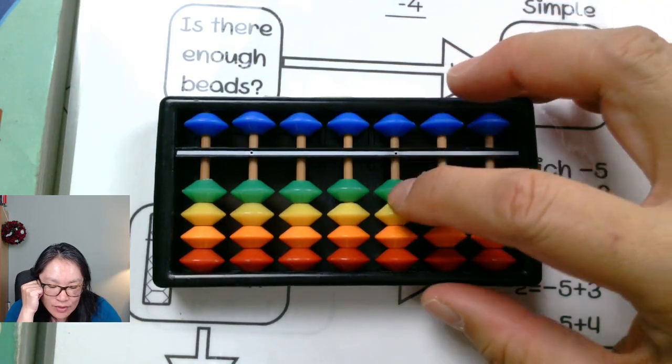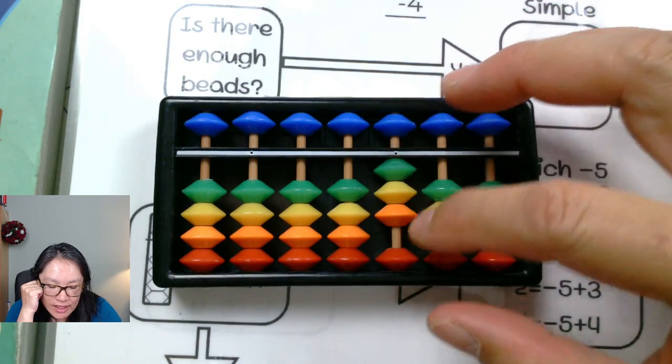We're gonna count on the abacus. We're gonna count 1, 2, 3, 4.